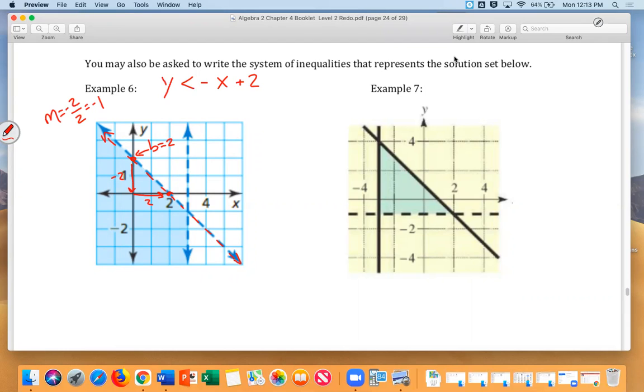Pretty straightforward, right? Now, this here, this is a dotted line, and it's vertical. Vertical lines are x equals a number. So what does my vertical line go through? 3. Now the question is, am I shading to the left or to the right of 3? Well, I'm shading to the left of 3. And numbers that are to the left of 3 are less than. So it's x is less than 3.